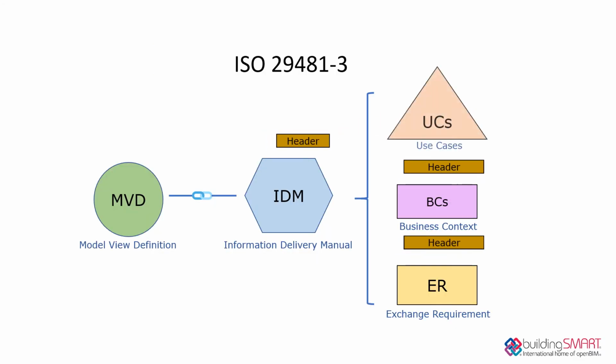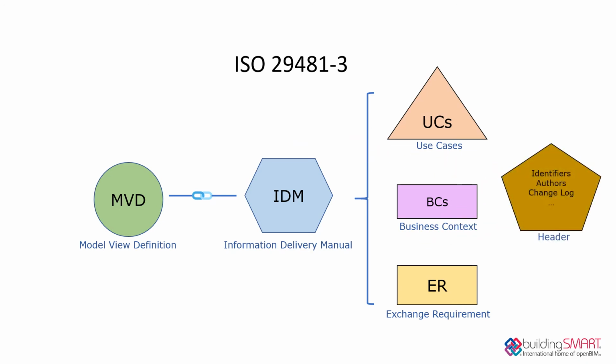An IDM document must have a header section and an overview section. In the IDM schema, the header section was translated into a set of elements that define identifiers, authors, and a changelog in idmXSD. And the overview section was translated into the use case element.